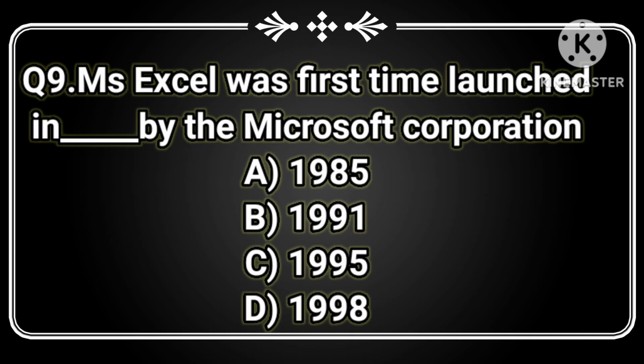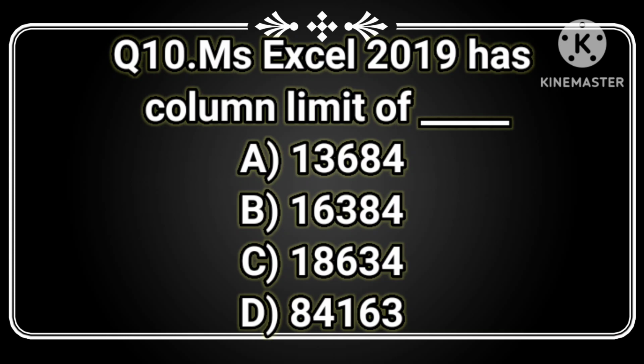A. 1985, B. 1991, C. 1995, D. 1998. Right answer is option A, 1985. Next question. MS Excel 2019 has a column limit of?